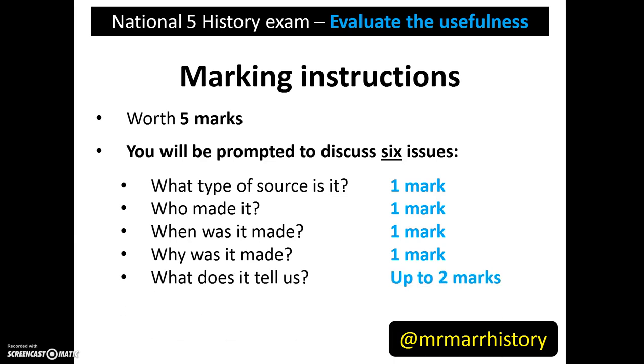You can also talk about information the source tells us and get up to 2 marks for this. And you can talk about information which is missing from the source and again get up to 2 marks. In total there's 8 potential marks up for grabs, but you can only get a maximum of 5 overall.